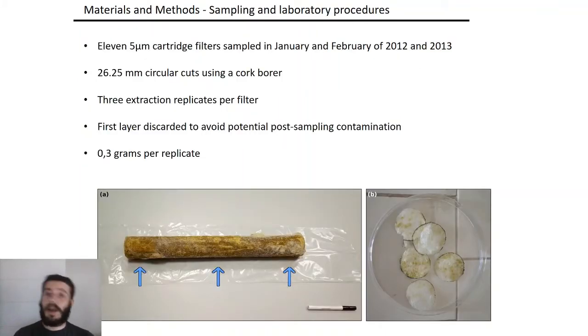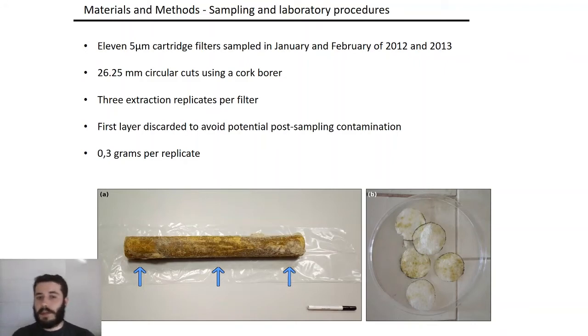11 filters, 5 micrometer cartridge filters, were sampled between the end of January and the beginning of February of 2012, and throughout the second half of January of 2013. Each filter is approximately half a meter long and 6 centimeters in diameter, and from each filter 3 replicates were extracted using a cork borer to perform a circular cut on the surface of the filter. The first layer was removed to avoid any post-sampling contamination, and the immediately below layers were sampled for a total of 0.3 grams per replicate, which is the maximum allowed by the DNA kit used.